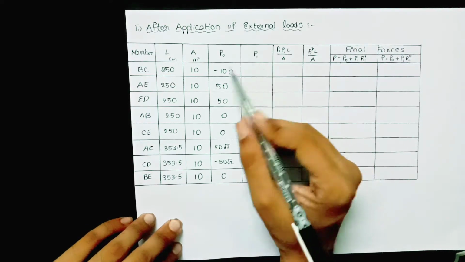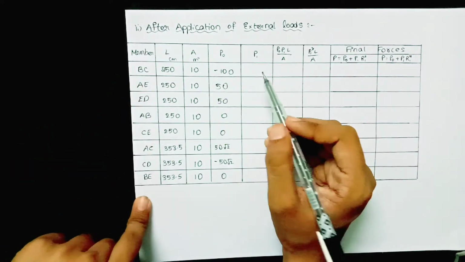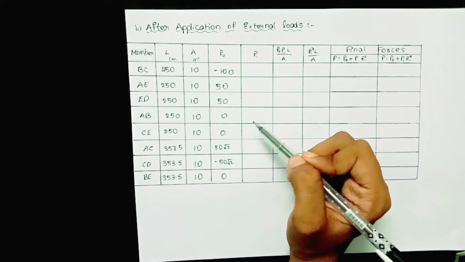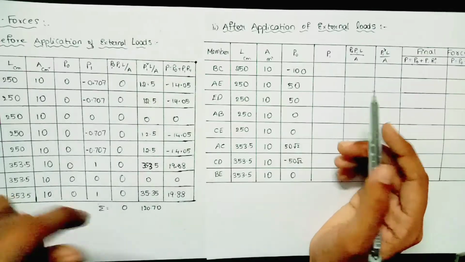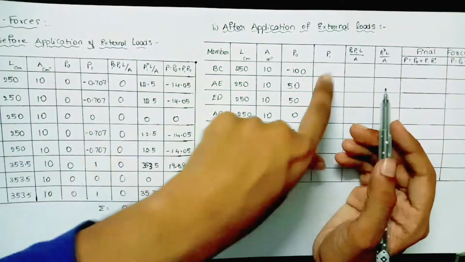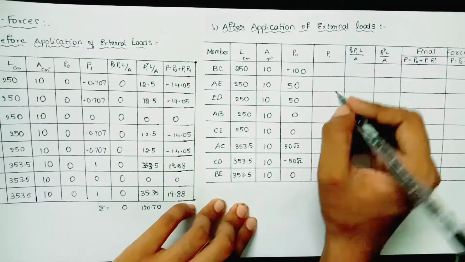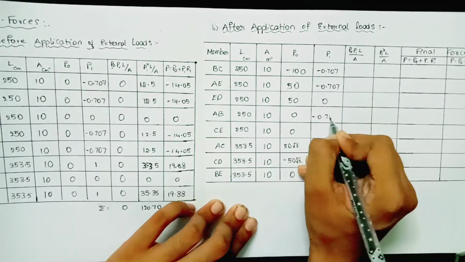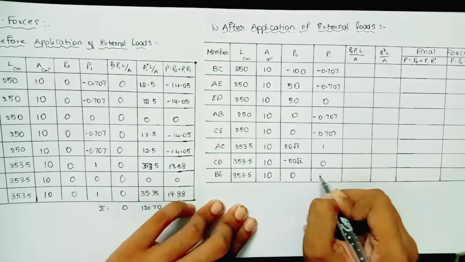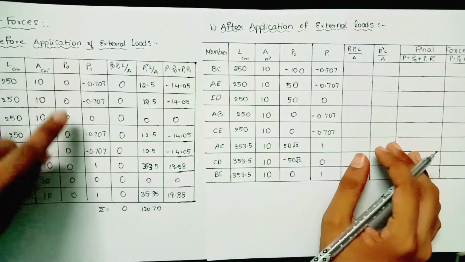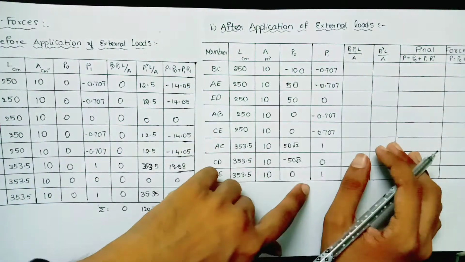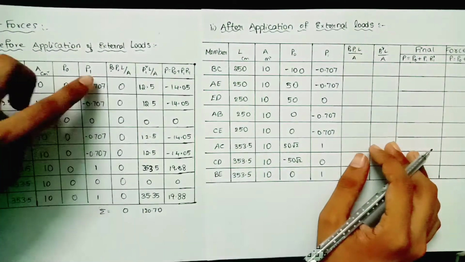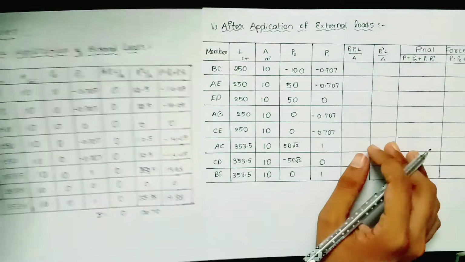Now write the P1 forces for each member by seeing the P1 diagram. So this we have written already in the first question. So place these values in this column. So I have placed all the P1 values here in the P1 values. So this is the first question and I am answering for second question. The P1 values remain same.